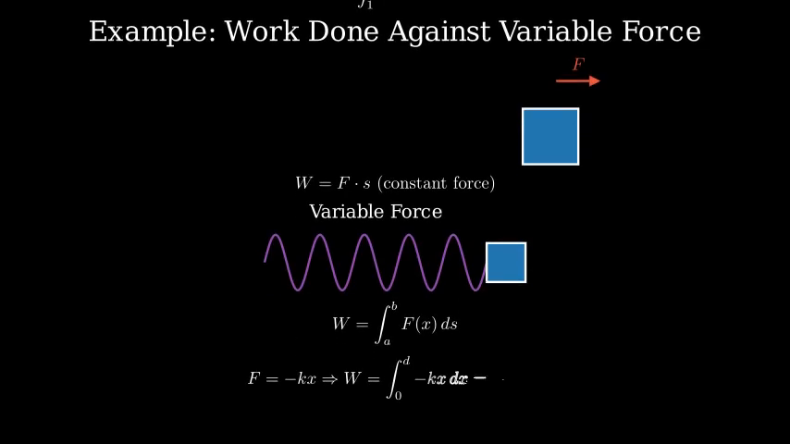For example, in a spring following Hooke's law, F equals negative k times x, and the work done to stretch it from x equals 0 to x equals d is the integral from 0 to d of negative kx dx, which equals negative k times d squared over 2, or 1/2 kd squared.